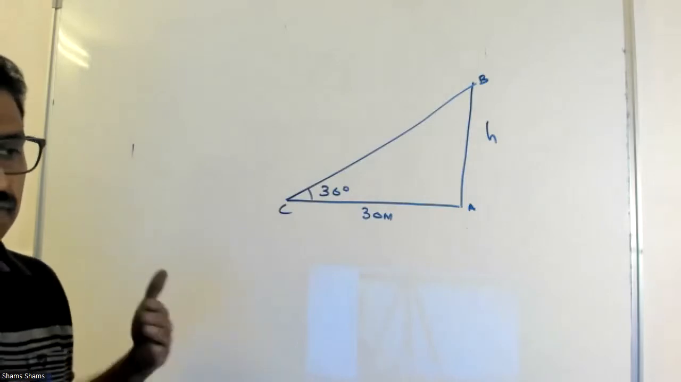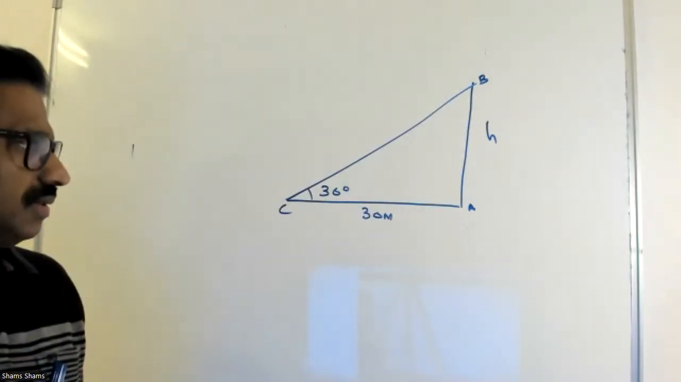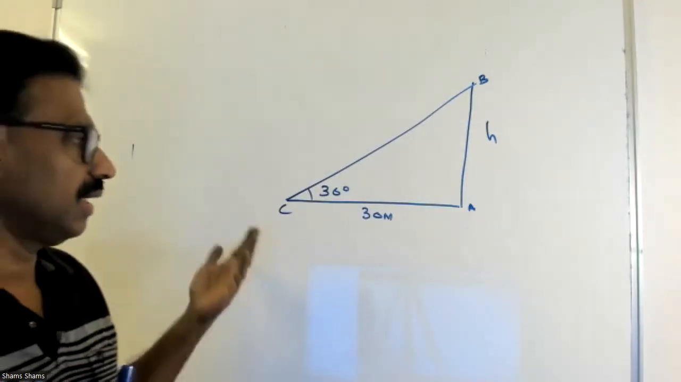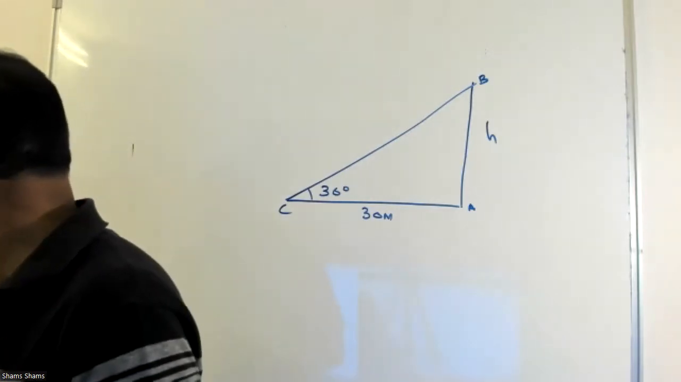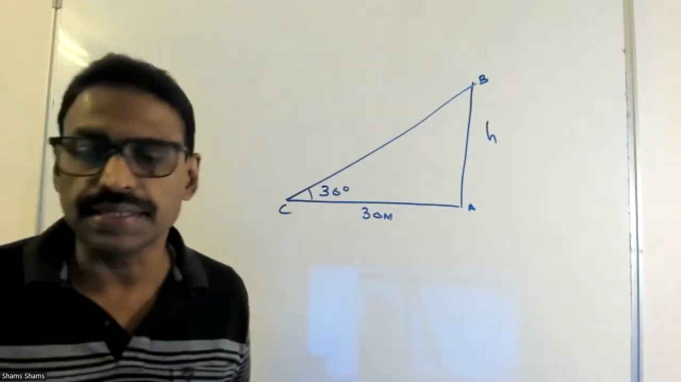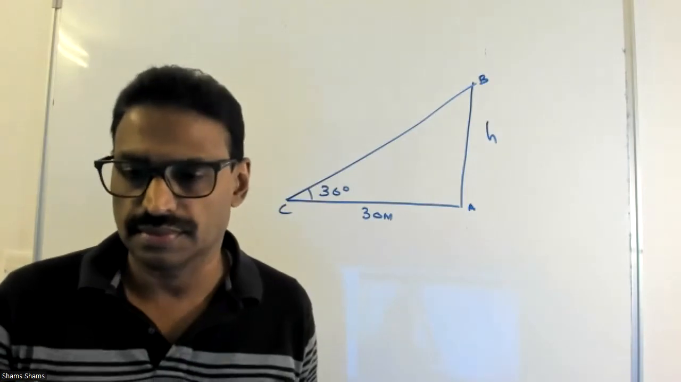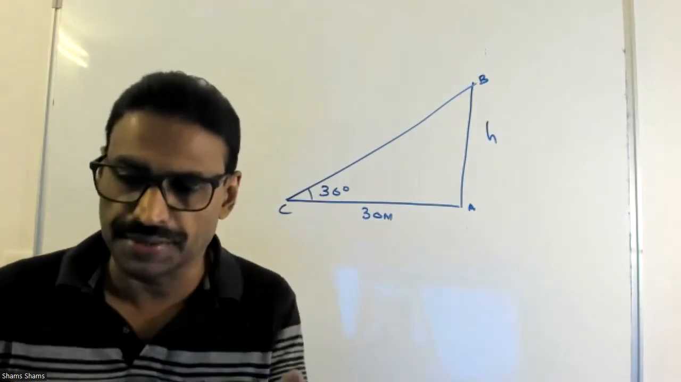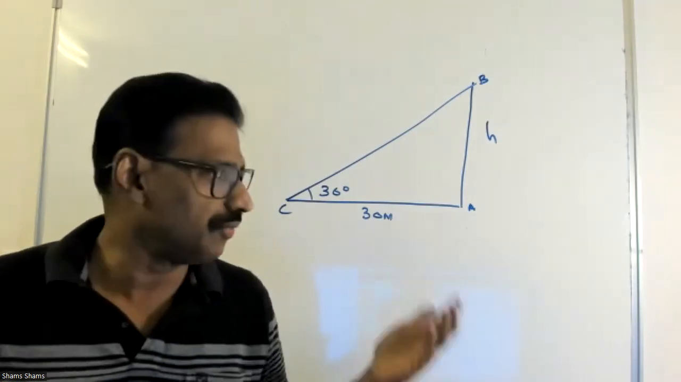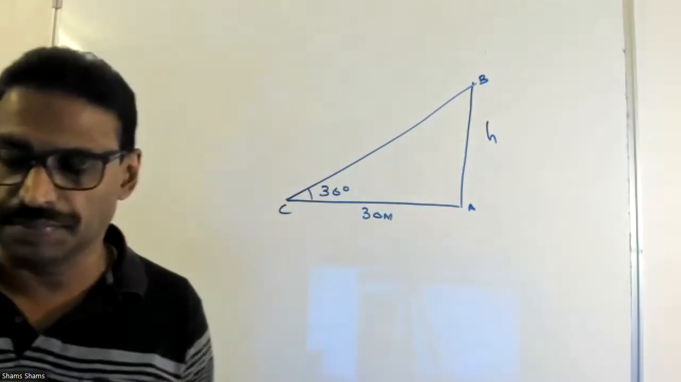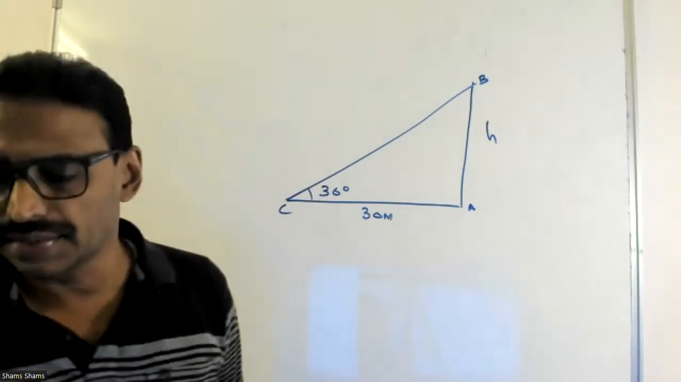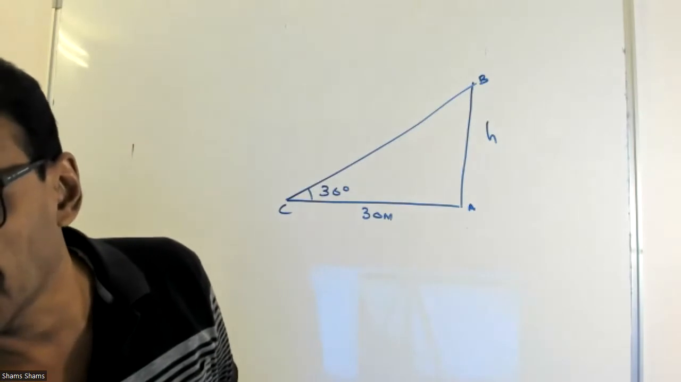So where is the person here now? Which place? Down. Which point? Down means what? At A or C or B? At C, right? The person is at C. Okay.